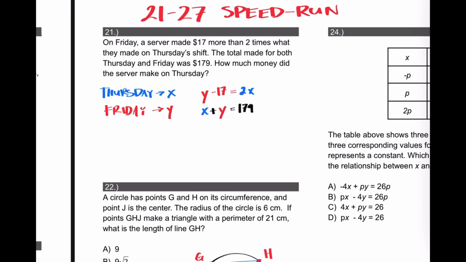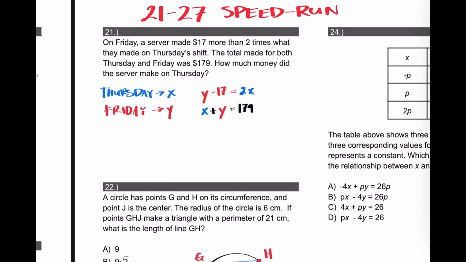These questions where it says "17 more than two times" can be confusing to write down, so you have to stop and think about it. Let's think of Thursday as X and Friday as Y. In order for X and Y to be equal, it says 17 more than two times what they made on Thursday's shift, so I'd have to take $17 away from Friday and make it equal to two times what they made on Thursday. So I've written that part of the equation.